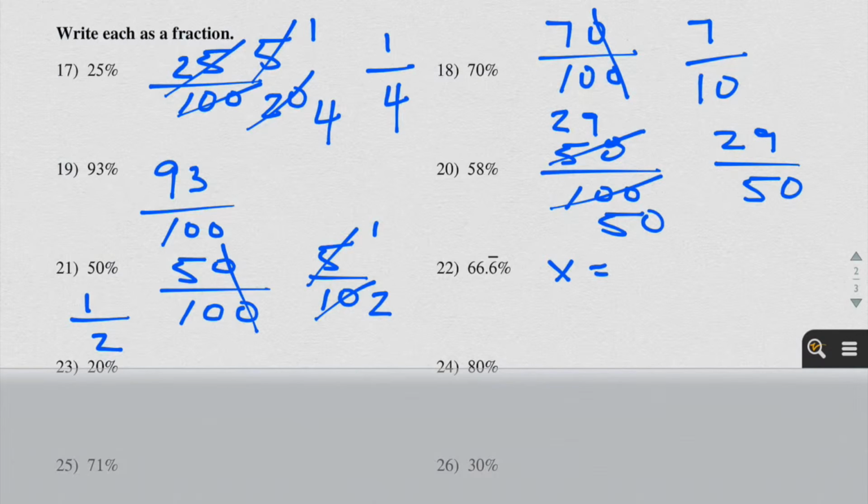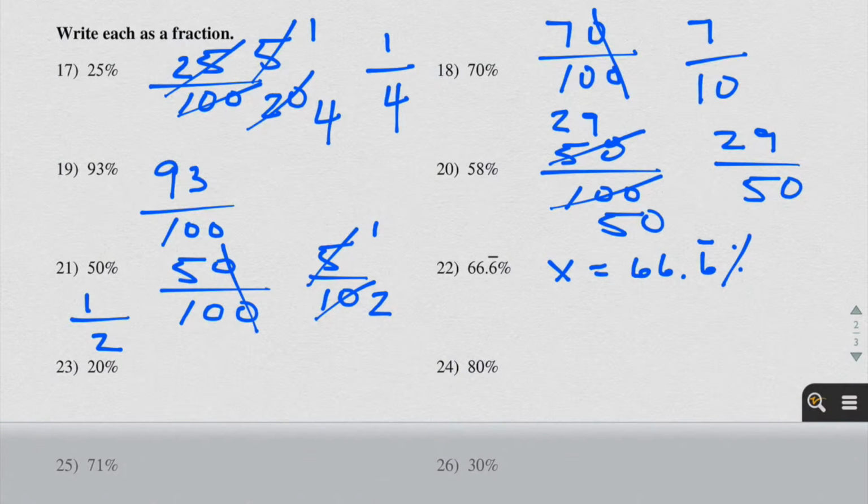What we want to start out with is x equals 66.6 repeated percent. Okay, this is the same as 0.66 repeated on and on and on forever. All we did was convert the percent into a decimal. It still repeats, we just moved the decimal place.